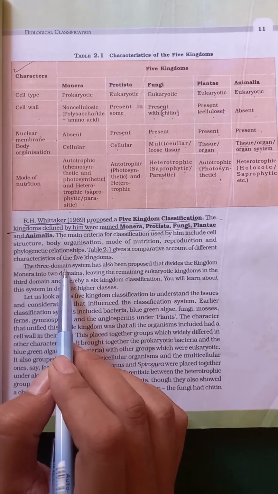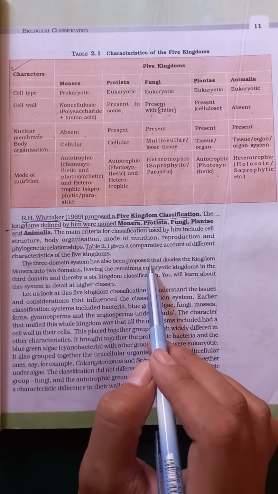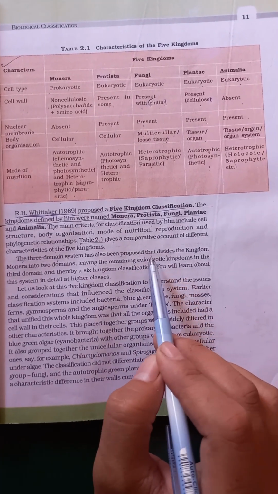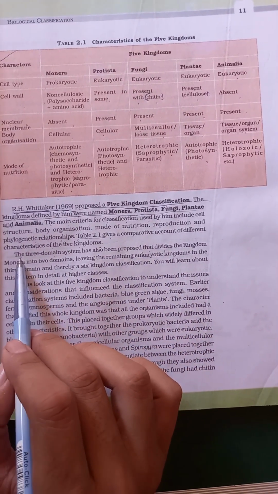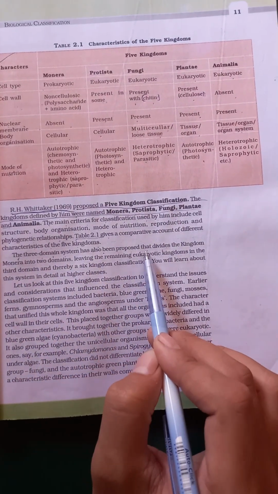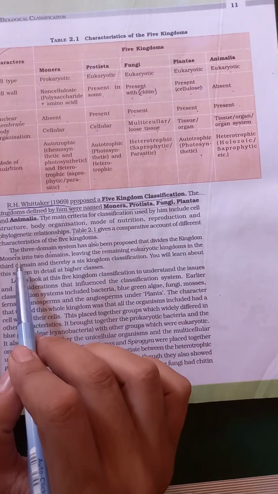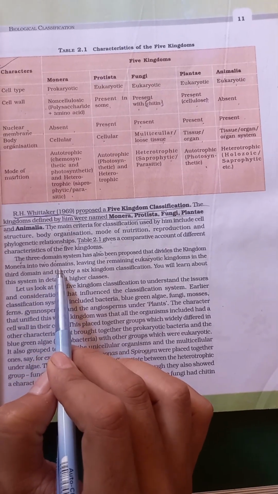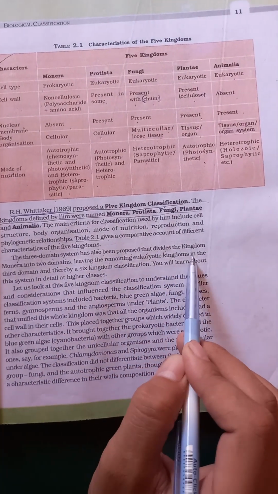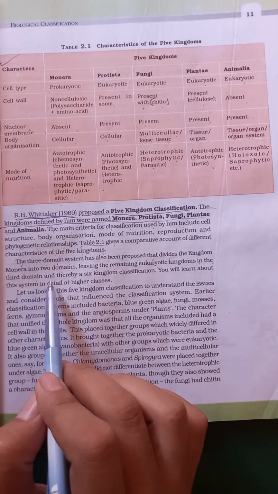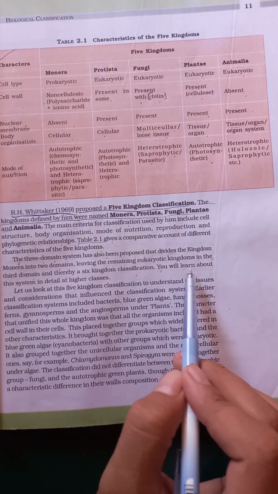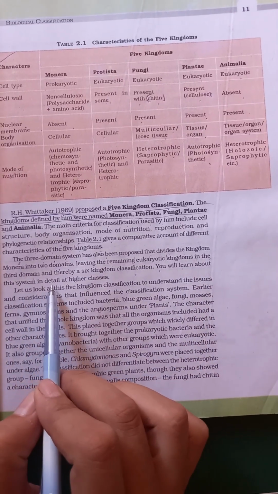The three-domain system has also been proposed, that divides the kingdom Monera into two domains, leaving the remaining eukaryotic kingdoms in the third domain, and thereby a six-kingdom classification. You will learn about the system in detail.